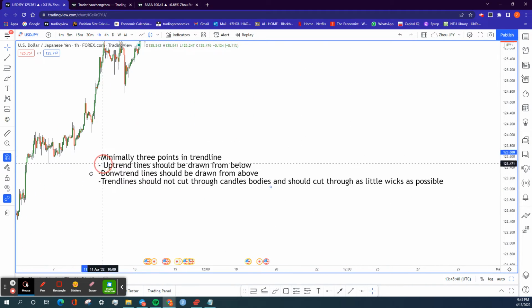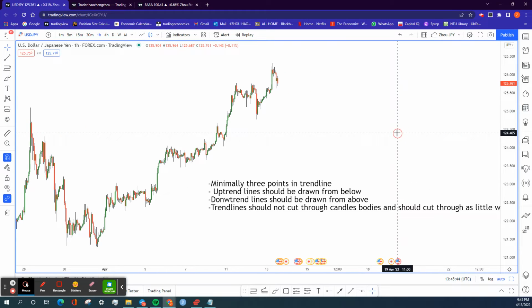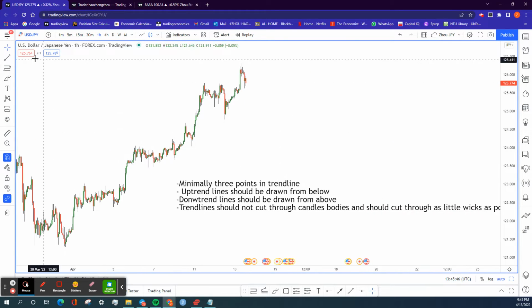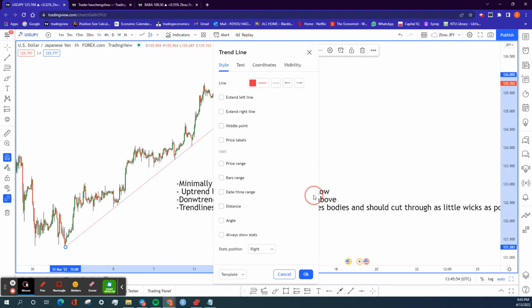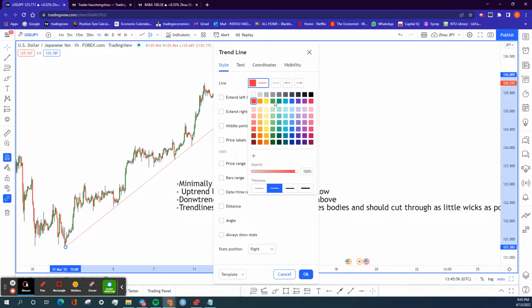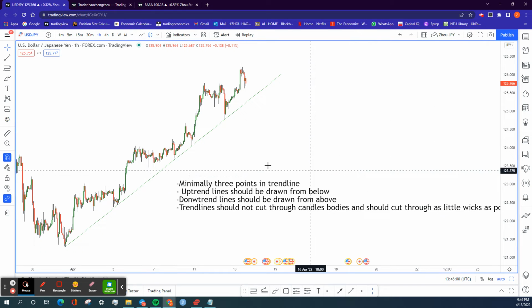So in this case of dollar yen, I'm just going to demonstrate to you how I would draw a trend line. In this case here, I would draw a very nice trend line up here, and you can see that it fulfills all our rules. Let me just change the color to green to show there is an uptrend line, right? So it fulfills all our rules here.